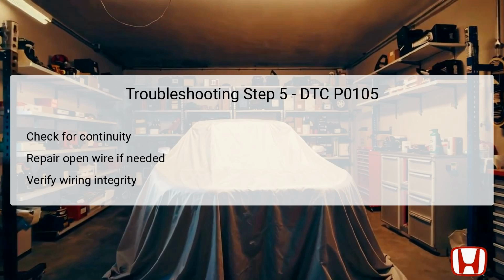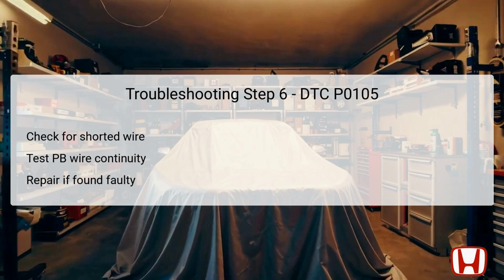If continuity is present, it suggests the VCC1 wire is functioning correctly. If continuity is absent, it indicates there is an open circuit in the wiring which needs repair. This step is essential to confirm that the wiring can adequately transmit signals between the map sensor and the ECM.